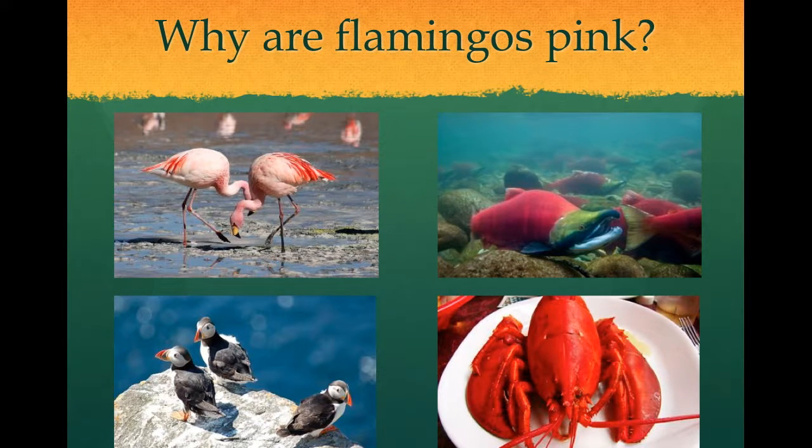So why are flamingos pink? Flamingos are pink because the food they eat has a high concentration of carotenoids. This red color is seen in many different types of animals, but carotenoids can only be synthesized in plants. This is true for the puffin on the bottom left, the salmon in the upper right, and the sea bug, or lobster, on the bottom right.